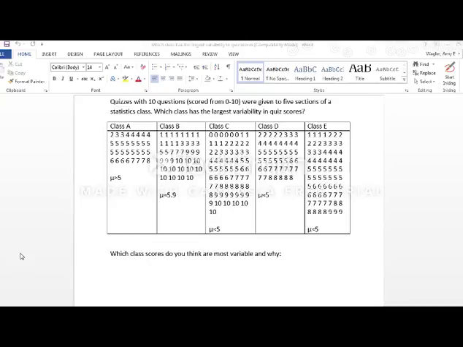And what I want to ask you here is, which class do you see the largest variation or variability in quiz scores? Now, I could ask you here which class has the largest standard deviation. That's the same question here. We'll talk about why in the next set of slides. So for just a moment, think about that. Which section do you think is the most variable, and why do you think?